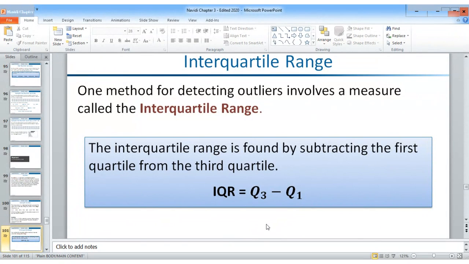Now, the first thing we need for dealing with outliers is this thing called the interquartile range. It's just abbreviated as IQR, which is simply Q3 minus Q1. And notice that that is a positive number because Q3 is always going to be higher than Q1. So you're taking that difference between those two quartiles.